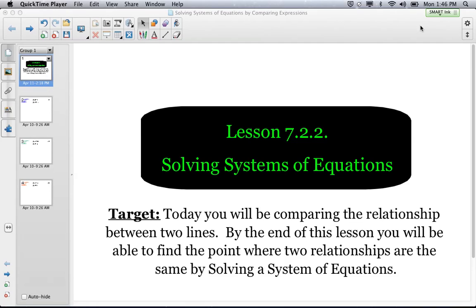Solving systems of equations. This is lesson 7.2.2. Your target today will be comparing the relationship between two lines. By the end of today's lesson, you will be able to find a point where the two relationships are the same by solving the system of equations.